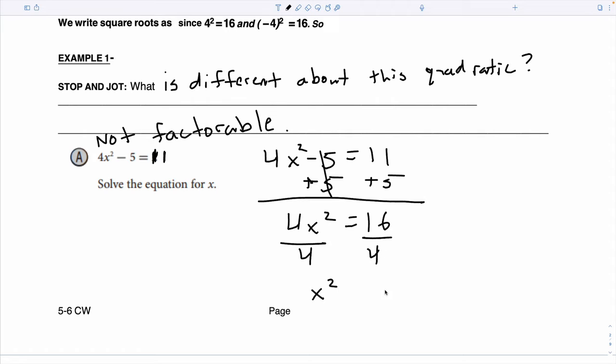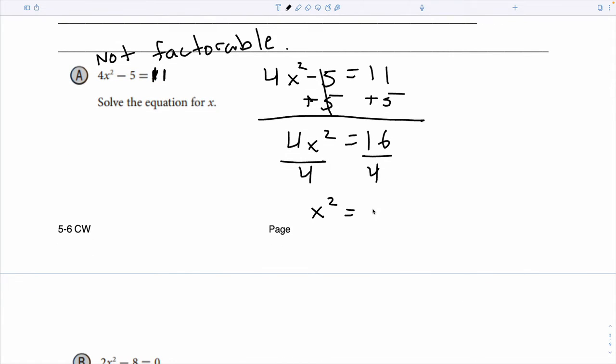This one is factorable now. My example isn't perfect for this one, so just bear with me. When you have x squared equals 4, you notice something happens. This is a perfect square, but I don't have x equals something. I need to make it into x equals.